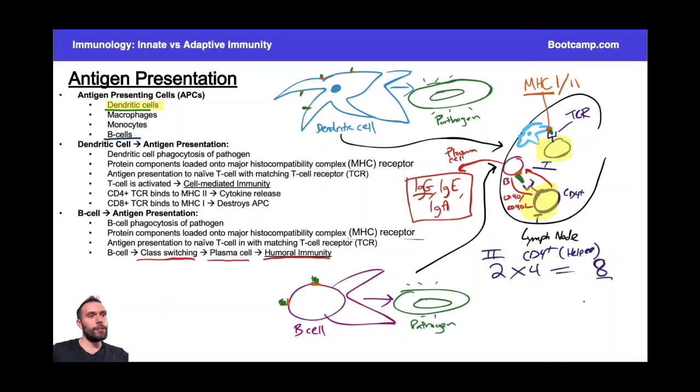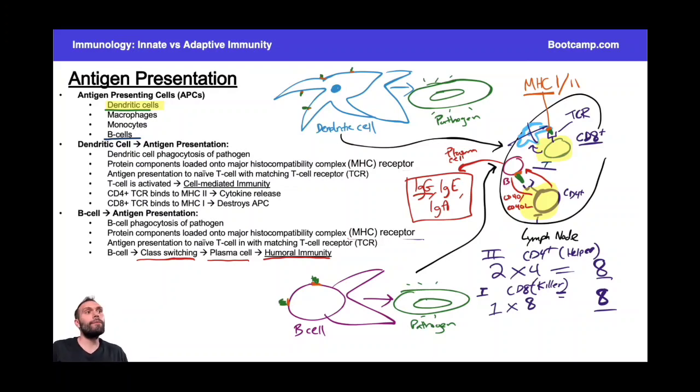Now, conversely, with our rule of 8s, if we load something on MHC1, right, 1 times 8 equals 8. So this cell up here, let's say that we loaded it on MHC1 on our dendritic cell. If we loaded it on MHC1, then it would have had to bind to a CD8 positive T cell. CD8 positive T cells are going to be your killer cells, okay, your cytotoxic T cells. And so what this CD8 positive T cell will do is it will actually release enzymes to destroy that dendritic cell. You might be saying, well, why is it destroying it?